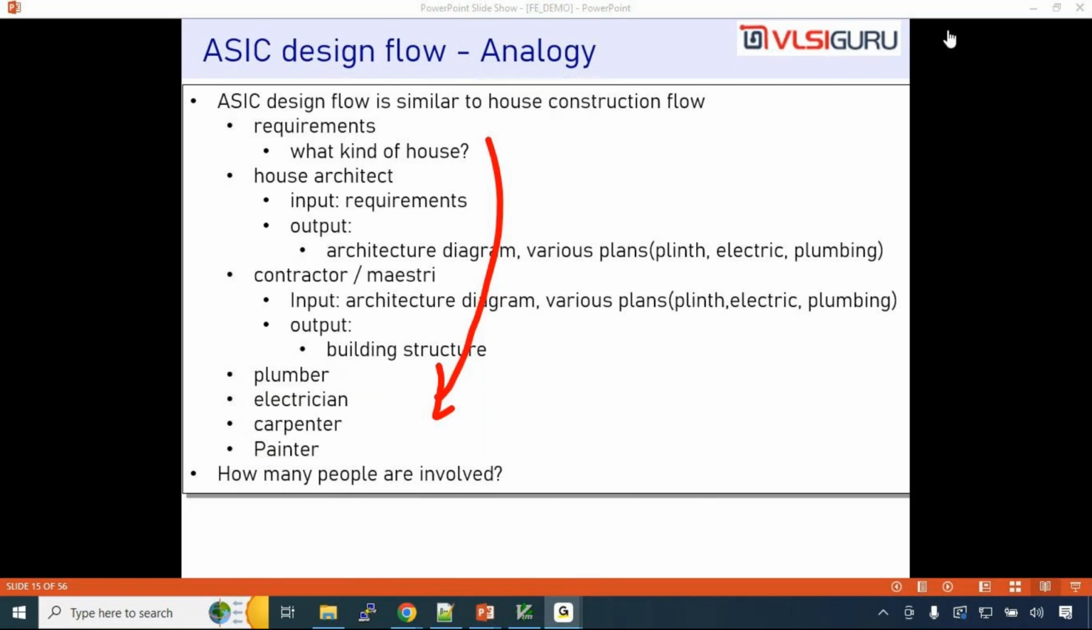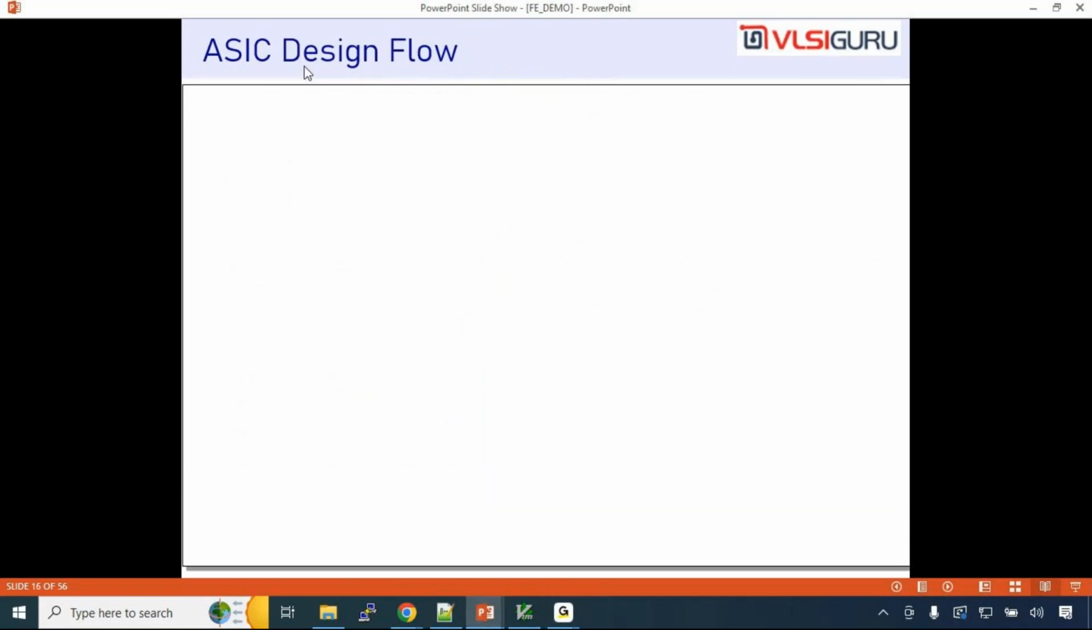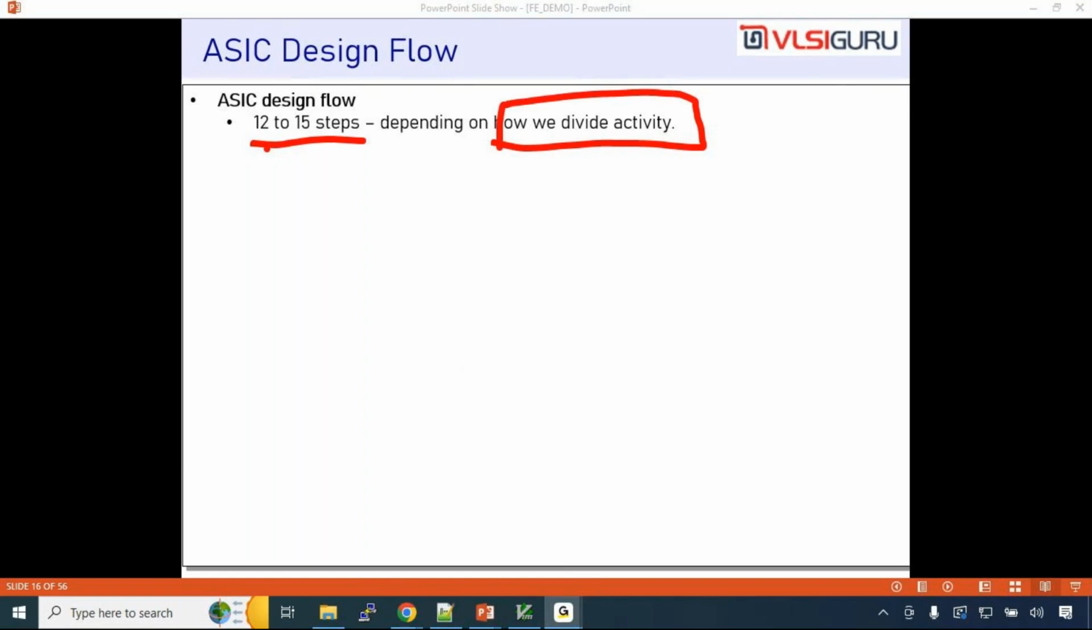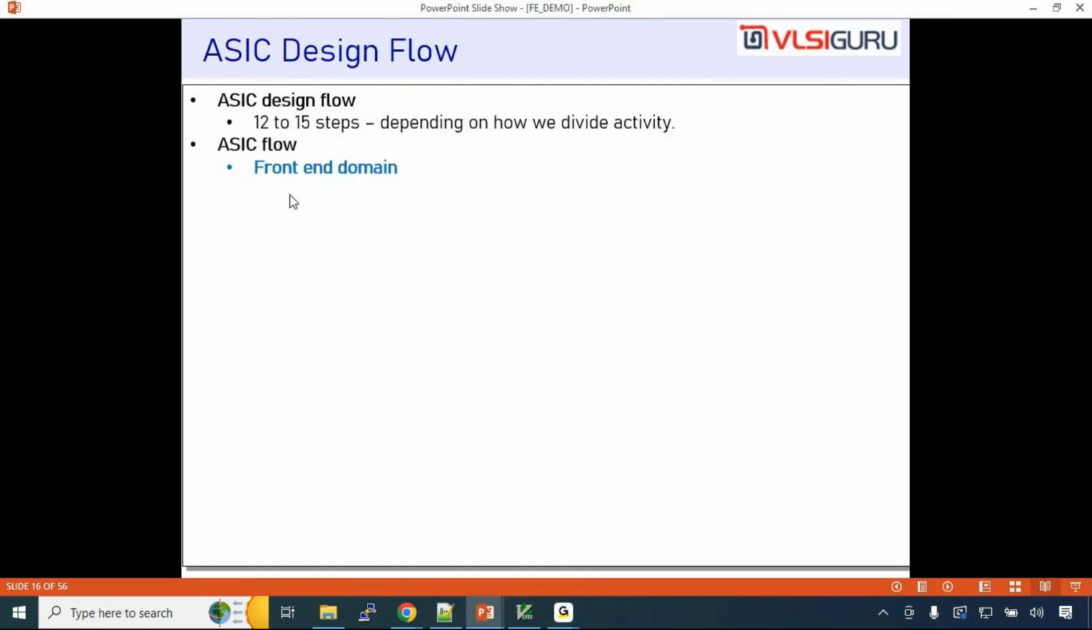Now with this understanding, let's discuss the ASIC design flow itself. The ASIC design flow can have anywhere between 12 to 15 steps, like house construction had 10 steps, for example. The ASIC flow that is used to manufacture the chip has 12 to 15 steps, depending upon how we divide the activity. First is called the front-end domain. Next is called the back-end domain.